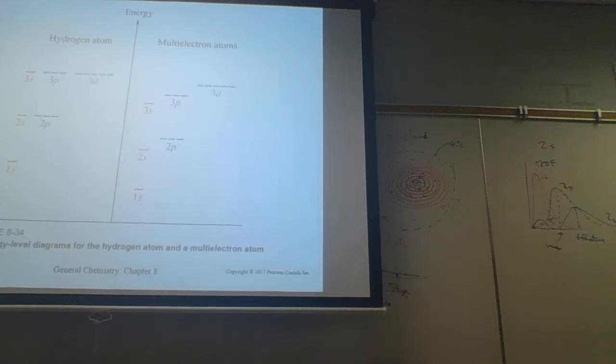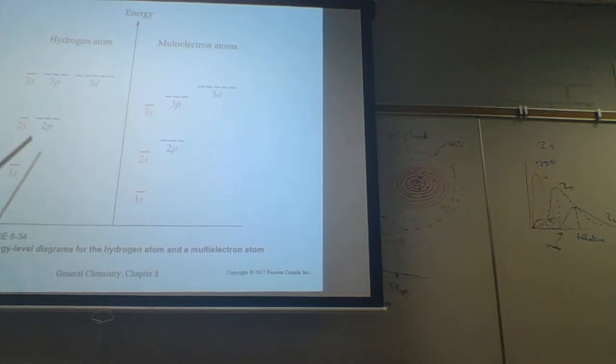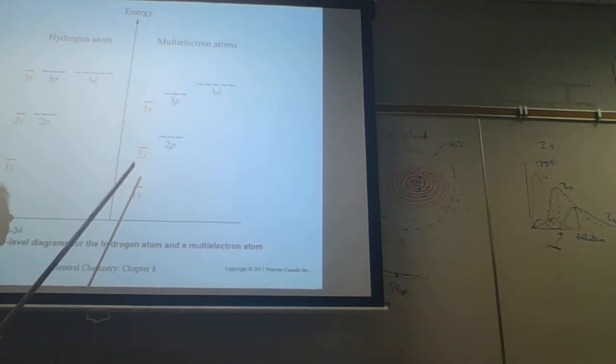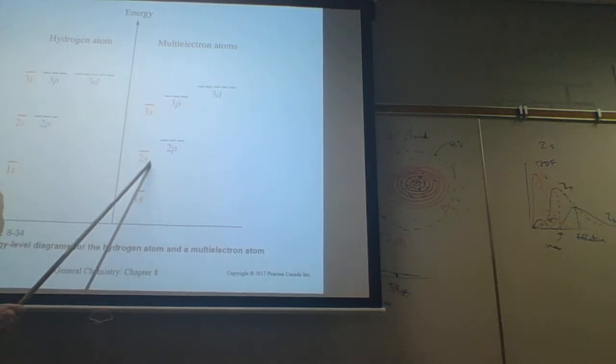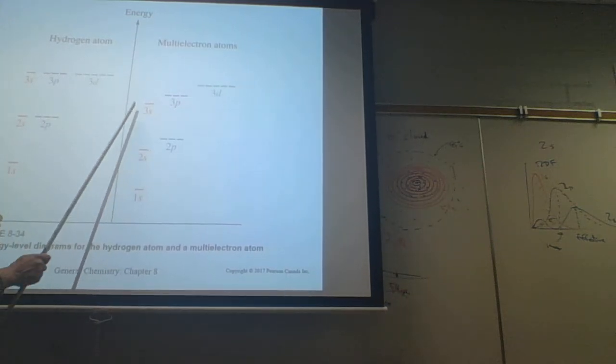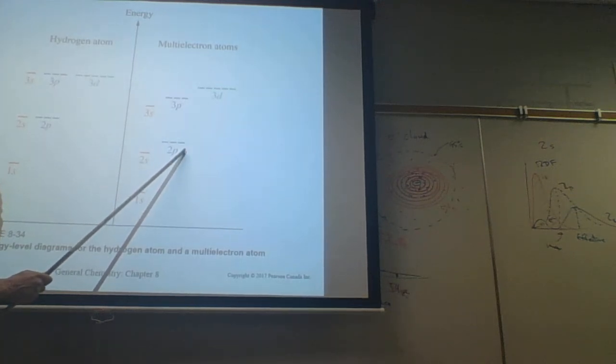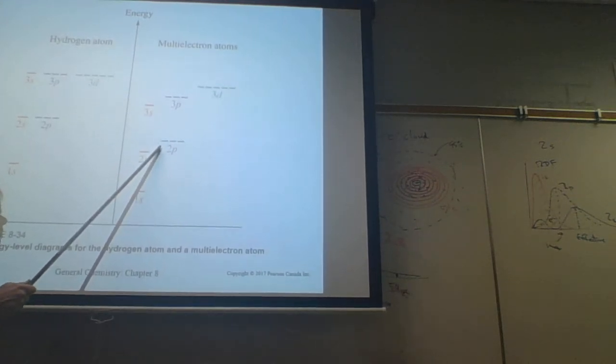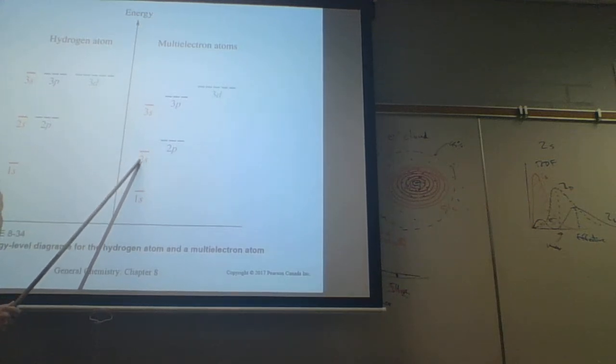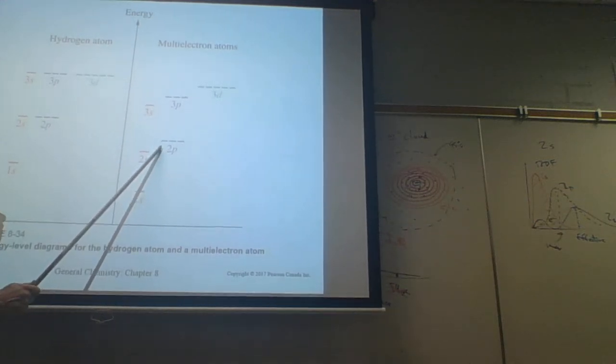The result is that in the hydrogen atom, a one-electron species, the energy only depends on n. In multi-electron atoms, the energy depends on n and l. The higher the n, the higher the energy. The higher the l, the higher the energy. l's impact isn't as significant as n. n has a much greater impact on the energy than l.